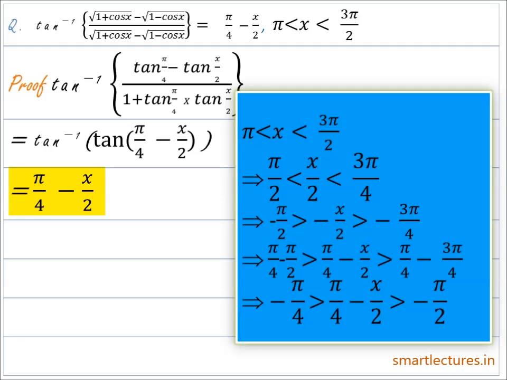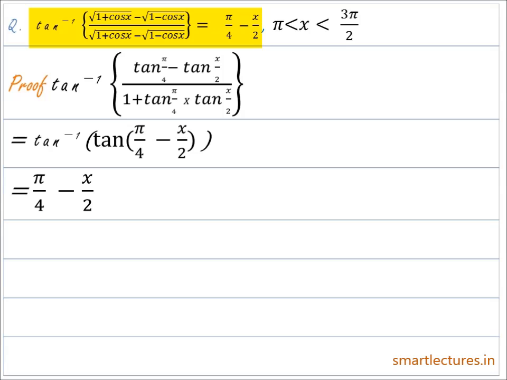So that means tan inverse of (square root of 1 plus cos x minus square root of 1 minus cos x) divided by (square root of 1 plus cos x plus square root of 1 minus cos x) is equal to pi upon 4 minus half x.